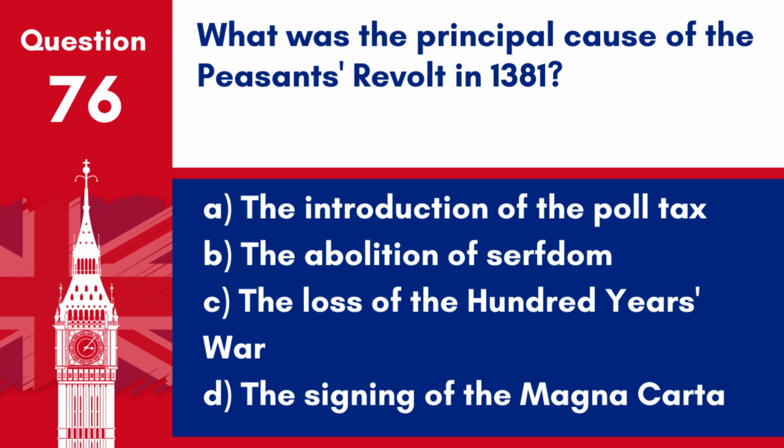Question 76. What was the principal cause of the peasants' revolt in 1381? A. The introduction of the poll tax. B. The abolition of serfdom. C. The loss of the 100 Years' War. D. The signing of the Magna Carta. Answer. A. The introduction of the poll tax. The peasants' revolt in 1381 was primarily triggered by the imposition of a poll tax, which was seen as an unfair burden on the peasantry.